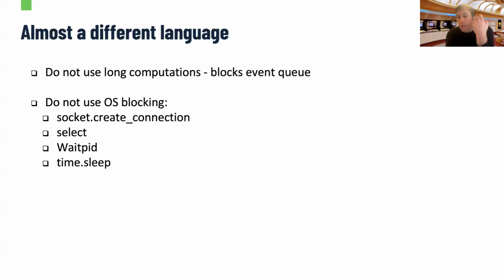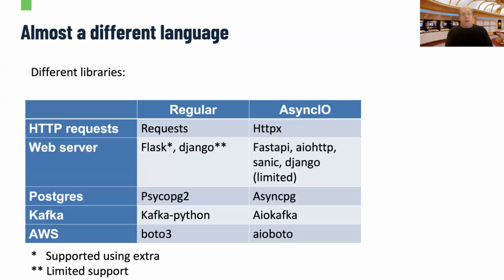Also, you can't use general purpose OS blocking commands like create connection for sockets, or select, or sleep. You have things that are Async IO specific. You even have different libraries that you can use in Async IO. If you usually use requests, I suggest you try HTTPX, which has better Async IO behavior. FastAPI over Django and Flask, asyncpg instead of psycopg, etc.